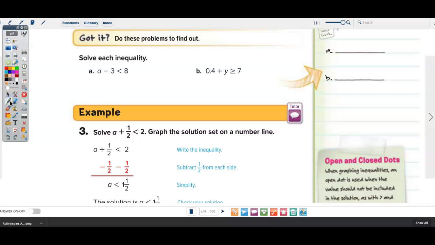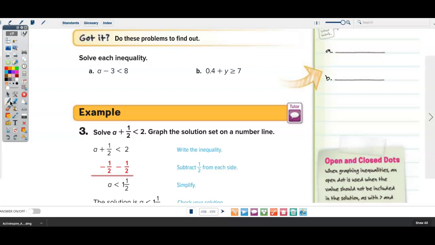Okay, so now that we've done manipulatives, we've done pictures, and we've talked about what the symbols really mean and how we would draw a number line with them, we're actually going to solve some and then draw number lines. So I am on page 499. I'm going to do Got it A, B, C, and D with you, so please follow along.